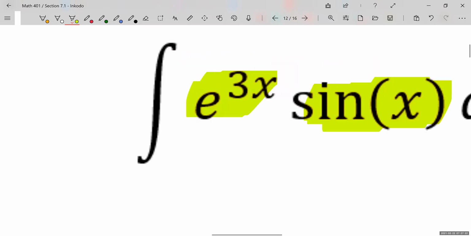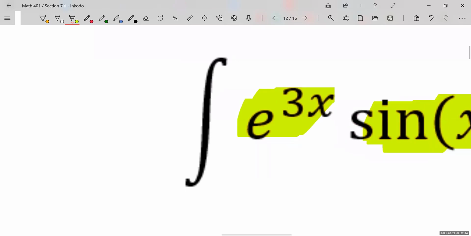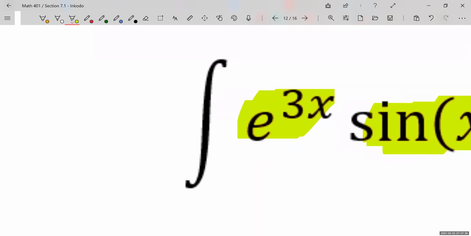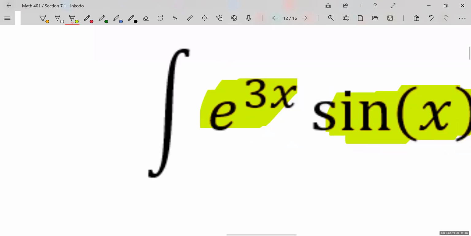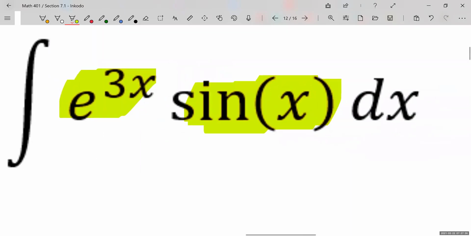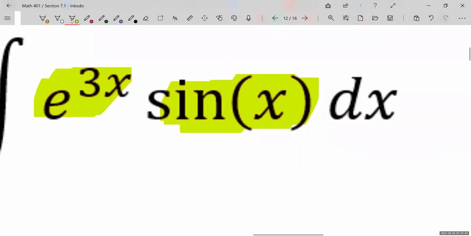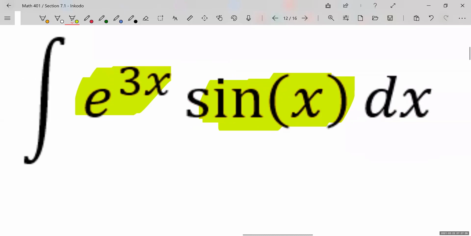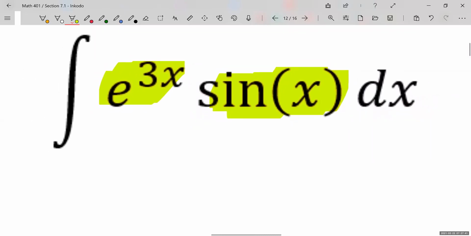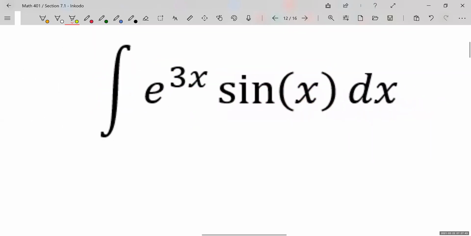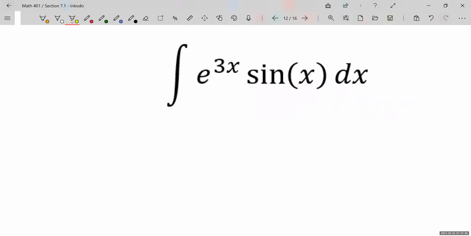If you choose to differentiate e to the 3x, it will always remain an exponential, no matter how many derivatives you take. And if you choose to differentiate the sine of x, it will always remain either a sine or a cosine, basically a trig function, no matter how many derivatives you take. So this is the most dangerous situation. Like, exactly what do you do? Well, all things being equal here, just make a choice. And in fact, all things are pretty much equal here.